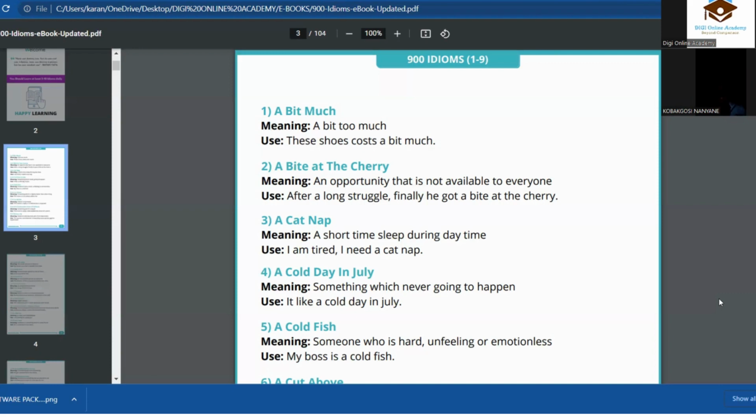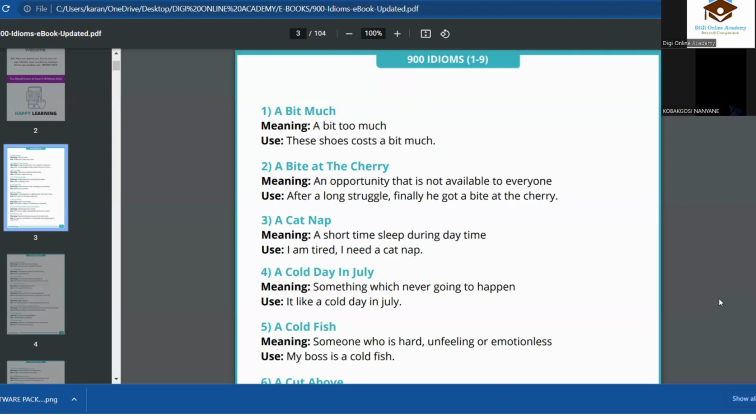The fourth one: a cold day in July. It's an idiom that means something which is never going to happen. Because July is supposed to be a rainy month, it cannot be cold. It is not winter. So something which is not going to happen is called a cold day in July. Whatever you think is impossible, you say it's a cold day in July.